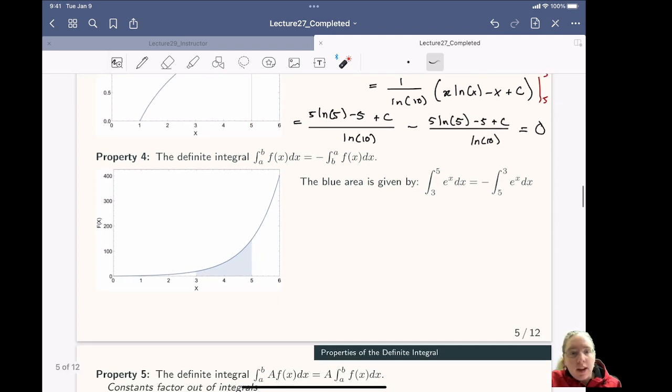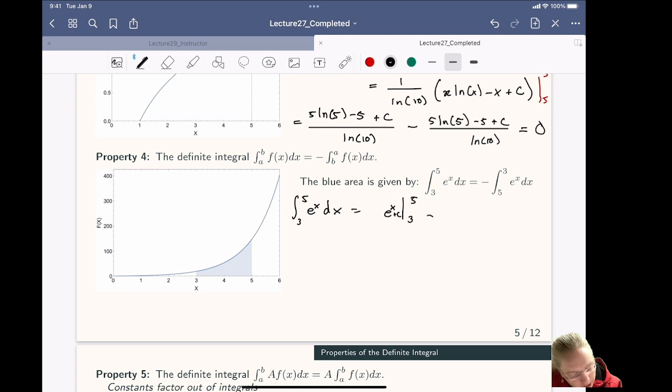Finally, if we integrate the area of a curve from a point 3 to a point 5, that is by definition the negative of what we would get if we integrated from 5 to 3. A way of showing this is we have this integral from 3 to 5 of e to the x dx. This comes out to being e to the x evaluated between 3 and 5, which gives us e to the 5 plus c minus e to the 3 minus c. These two cancel out, so we have e to the 5 minus e to the 3.